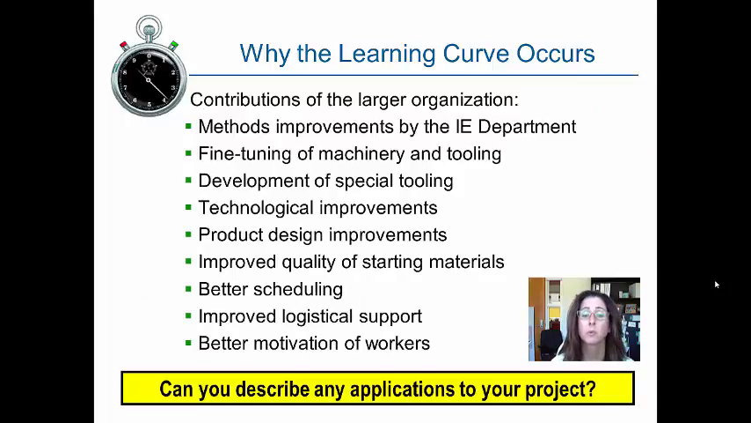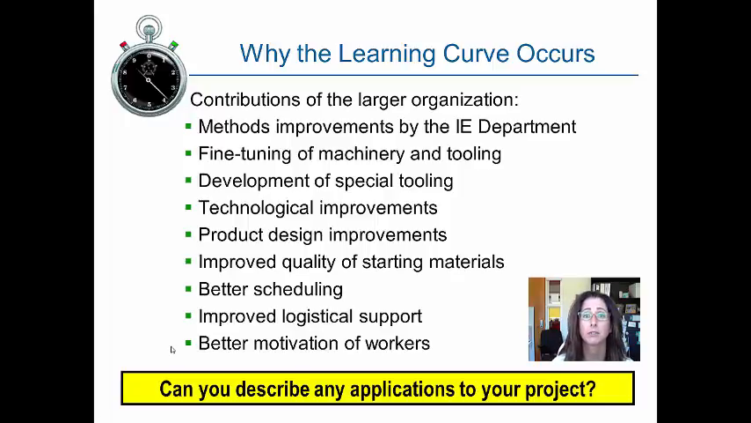So these are things that would require money, that would require time, that probably go across, impact more than just the worker's workspace, tooling, things that they have control over. So on the prior slide, those are all things that the individual worker has control over. Now here's some things that the larger organization can do that would make the time reduce from unit to unit.